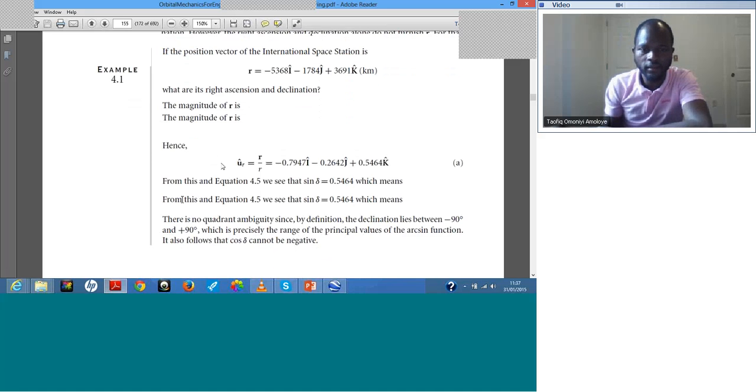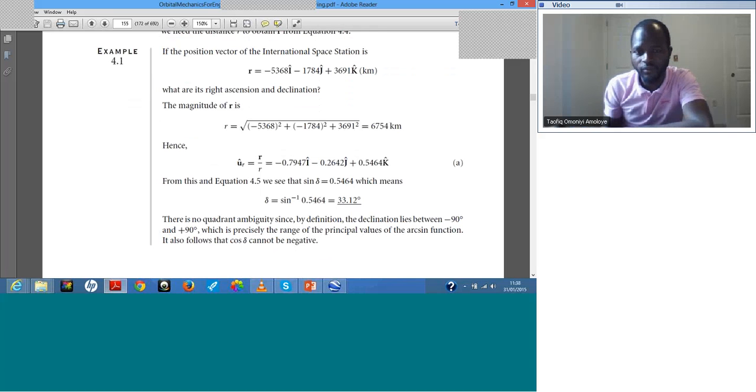And then once you have found the unit vector, we can see that n is just equal to sine delta, and then delta is just equal to arc sine of that. So immediately we found delta. That's the declination. There's no quadrant ambiguity, since by definition the declination lies between minus 90 degrees and plus 90 degrees, which is precisely the range of the principal values of the arcsine function.